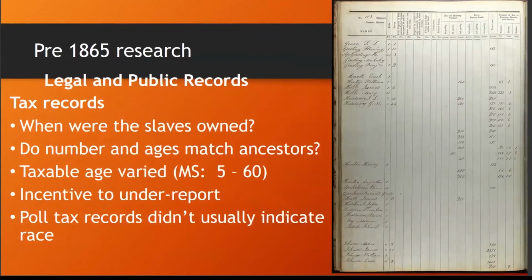Another fact on tax records, pre-Civil War tax digests indicate the number of slaves owned. Check to see whether the dates, number, and ages match the records you already have about your ancestors. Keep in mind that the taxable age varied by state, and also people would underreport just like they do now on taxes. Poll tax records did not usually indicate race, and the image on your screen is a Georgia property tax record from 1850.